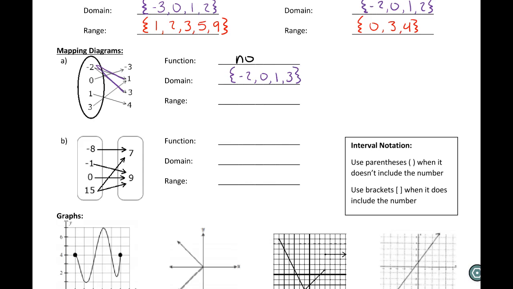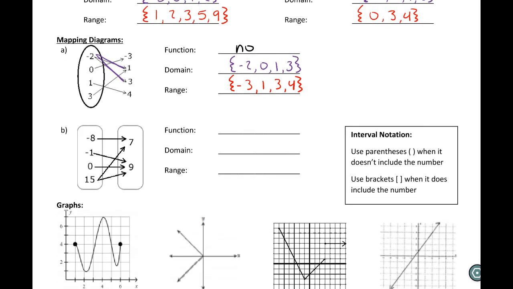And what about our range? Just the y values. Negative 3, 1, 3, and 4. So all this is just very simple, just identifying which ones are your x and which ones are your y.